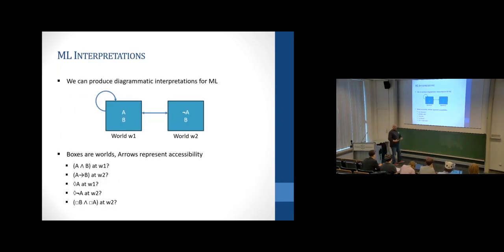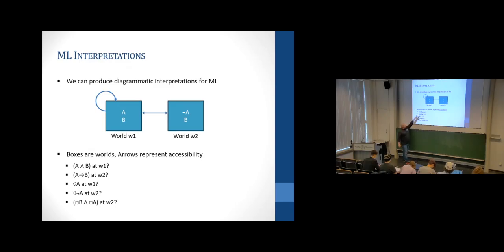So what we can do is start to produce diagrammatic interpretations. So here's a very quick and dirty diagrammatic interpretation. We have two possible worlds. We've got 1 and 2. And we can represent atoms being true at the world. If the atom's in there, the atom's true. If its negation is there, the atom's false. Then we can have the arrows, and the arrows represent accessibility.